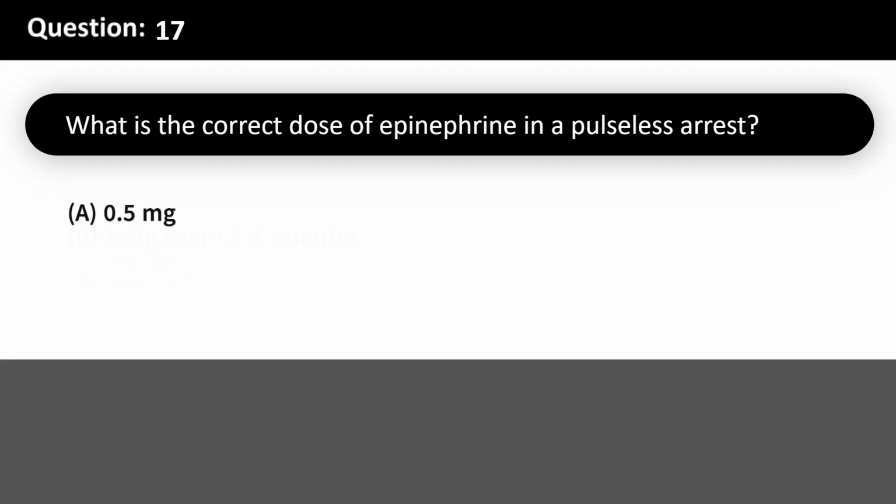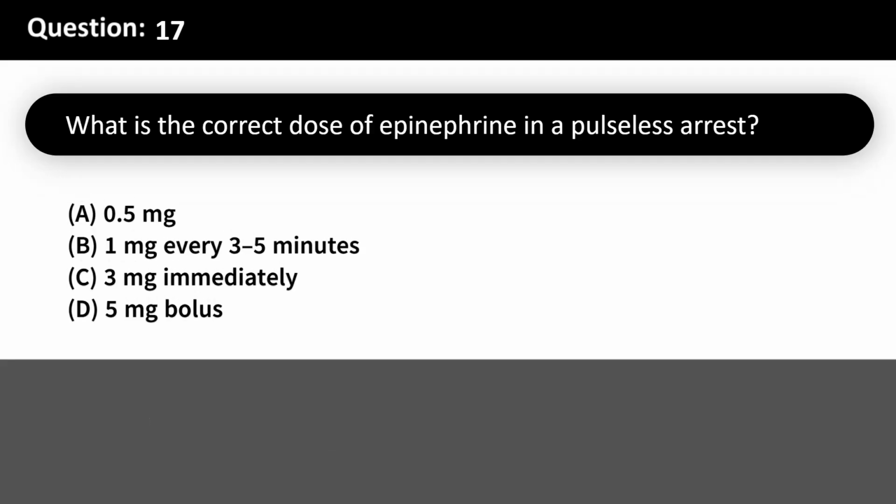What is the correct dose of epinephrine in a pulseless arrest? A. 0.5 mg. B. 1 mg every 3 to 5 minutes.